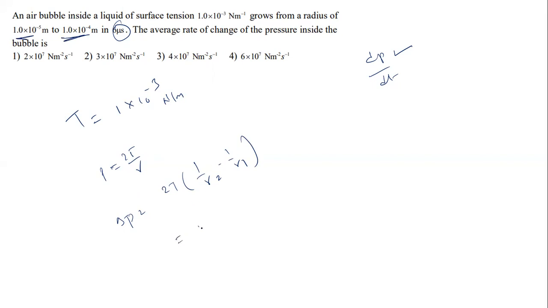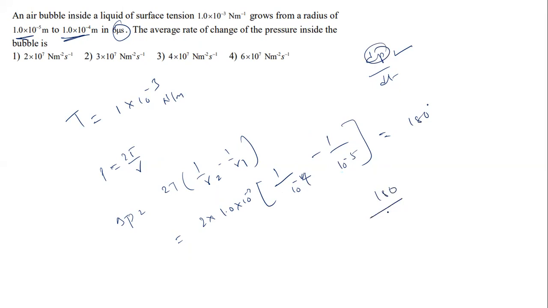Clear. If you do it, 2 into 1.0 into 10 power minus 3, 1 by 10 power minus 5 minus 1 by 10 power minus 4, this is final, this is initial. If you do it, you will get 180. So this is the change in pressure. So 180 is the change in pressure. What is the time? 6 into 10 power minus 6. Then you simplify, you will get the answer.